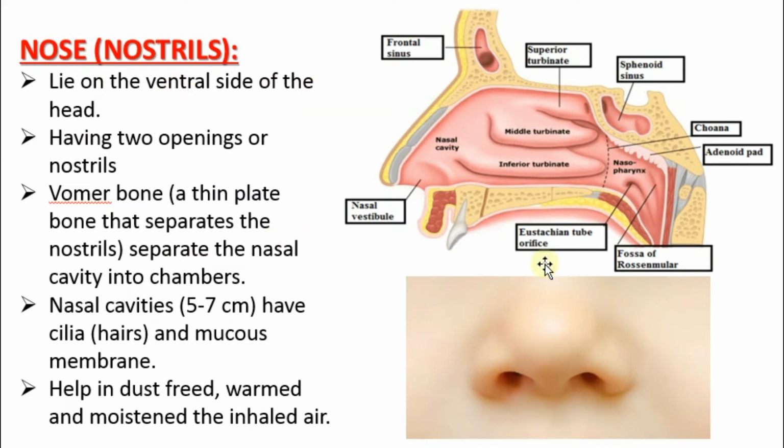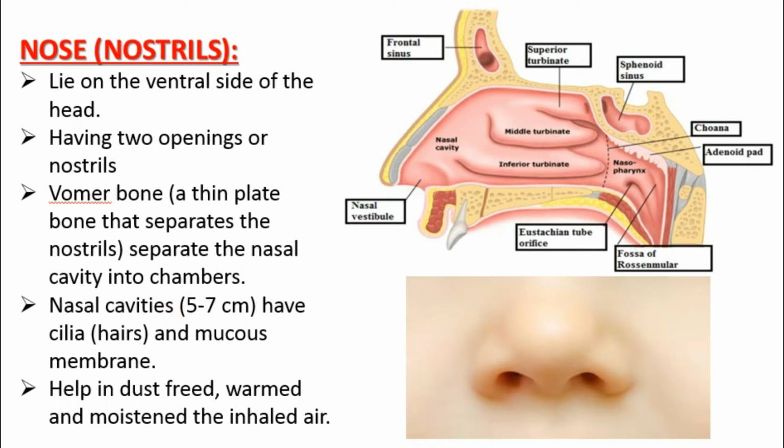Inside the nose, two nostrils are present, which are separated by a thin plate of bone called the vomer bone. After your nostrils, two nasal cavities are present. Its length is about 5 to 7 centimeters. Inside the nostrils, hairs and mucous membrane are present. Also, cilia are present, which help trap dust, and warm and moisten the air. Understand?